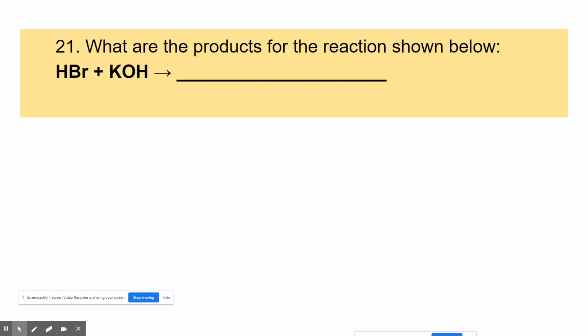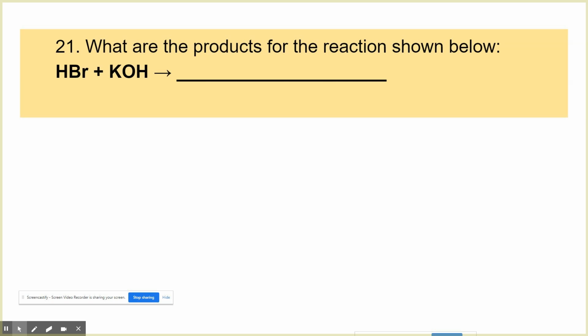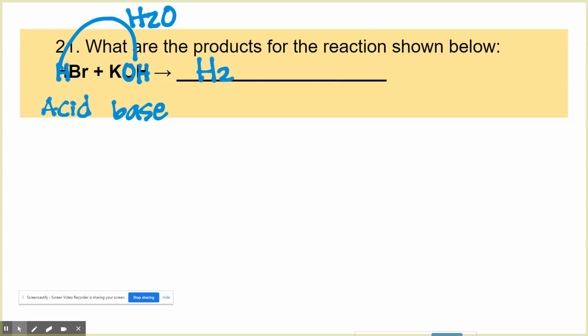Let's look at question number 21. What are the products of the reaction shown below? All right, so again, let's see. HBr starts with the H, therefore this is your acid. KOH ends in the OH, therefore this is your base. Again, the H and the OH join together to form your water. So the first thing that you form is water, and this is your water right here.